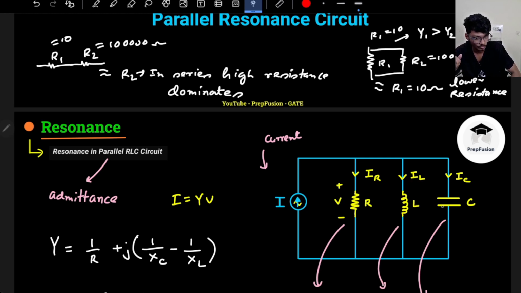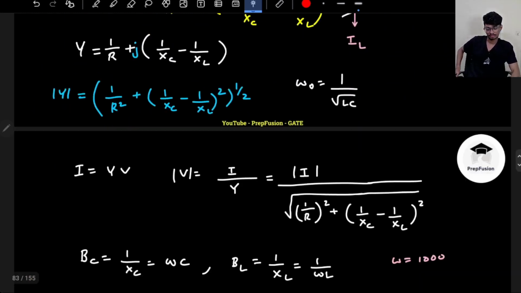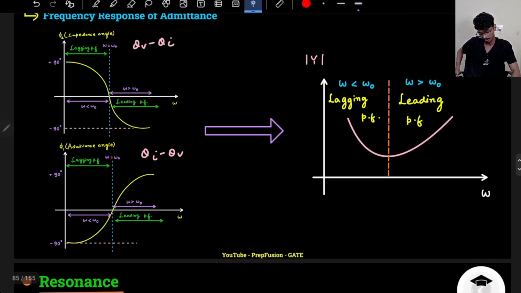lagging circuit, okay. At omega equals infinity, what happens? The capacitor will provide zero impedance and the inductor will provide infinite impedance, so I can ignore it. So again, all of the current will flow through the capacitor. So the circuit will behave as a capacitive circuit. So it will be a leading power factor. That's why it is written here.